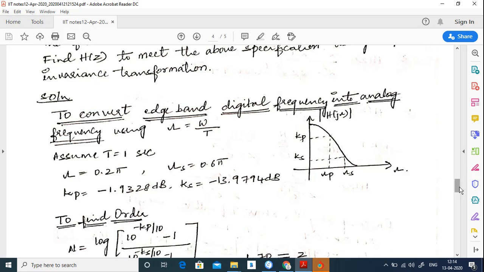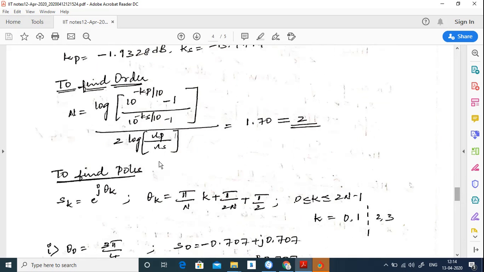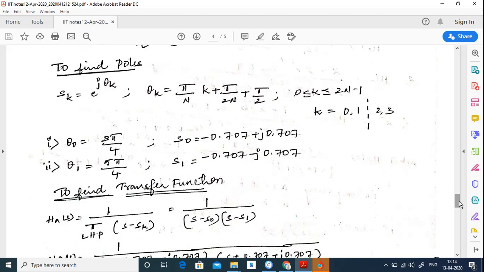Now once we get the specification, we need to find out the order of the filter. Use this formula related to the Butterworth filter. The order of the filter, we will get as 2. Once we get the order, we can easily find out the poles using this particular formula: s_k is equal to e power j theta k, where theta k is given by this. k will vary from 0 to this.